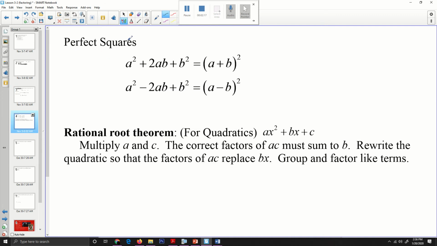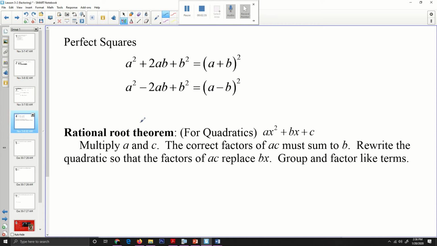And then there are perfect squares. If you have a squared plus 2ab plus b squared, then that thing can be rewritten as the quantity a plus b squared. And then if you have a squared minus 2ab plus b squared, then that can be rewritten as the quantity a minus b squared.